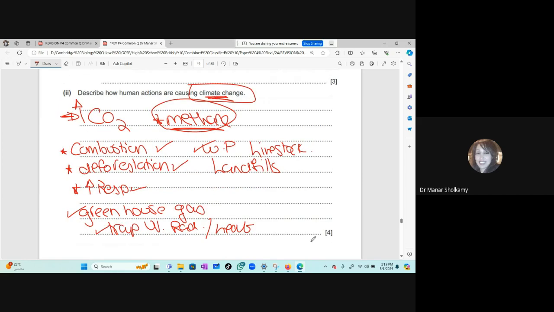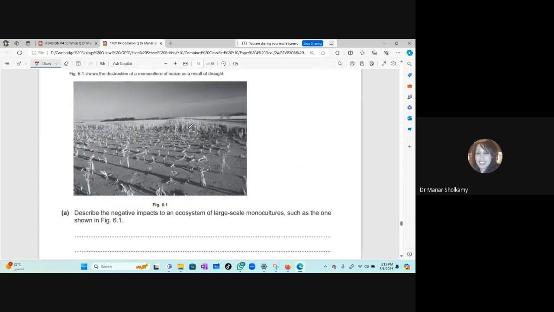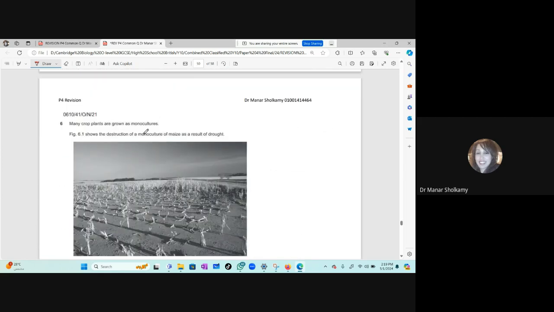Now, a question like this out of 4 marks is very easy, but the problem is that it needs a little bit of memorization. So memorize those details. Now, when you grow one type of crop, this is also a very, very common question. Is this called monoculture or polyculture?